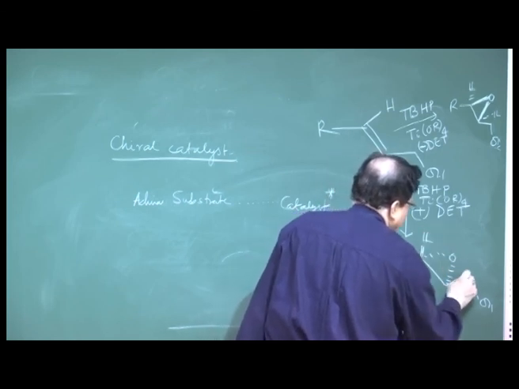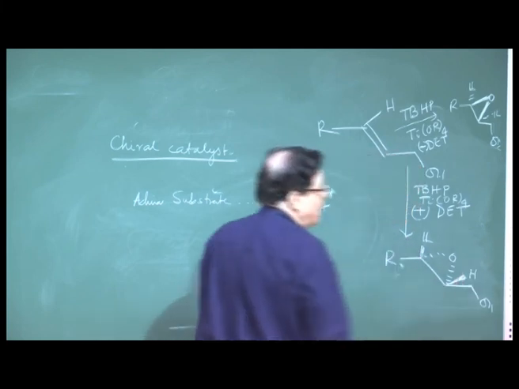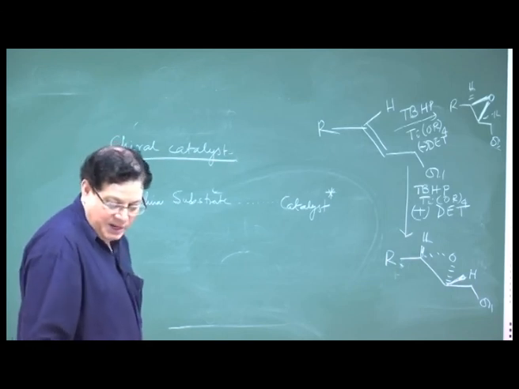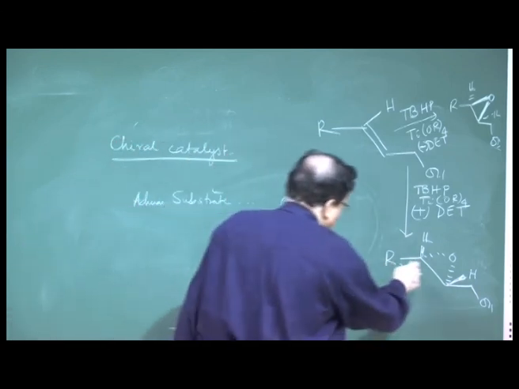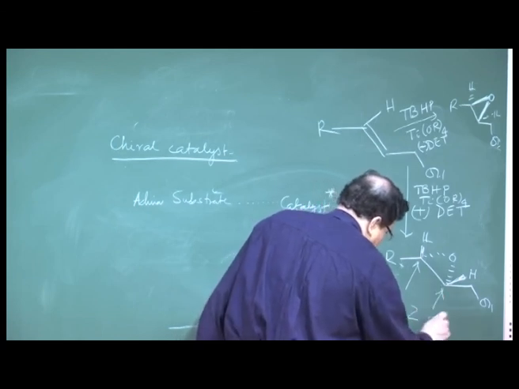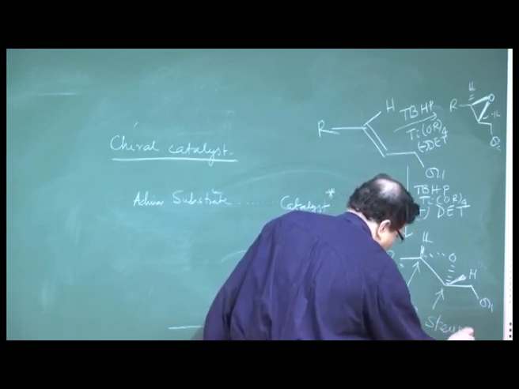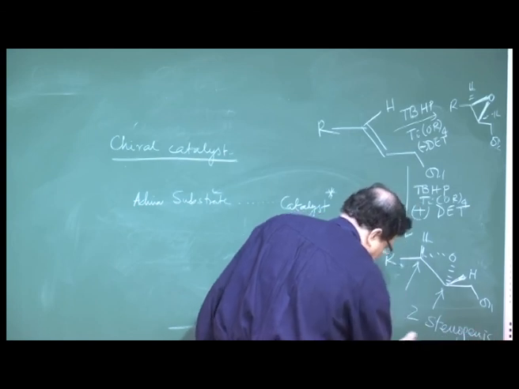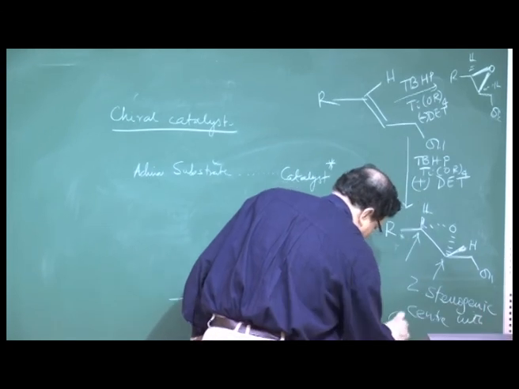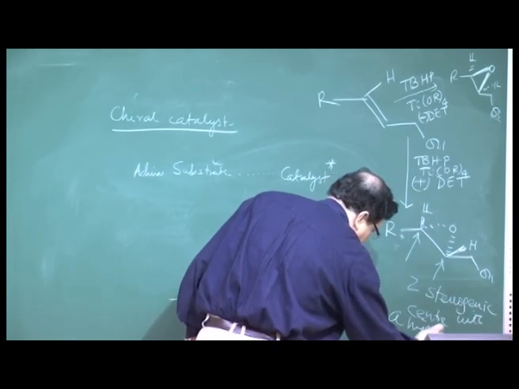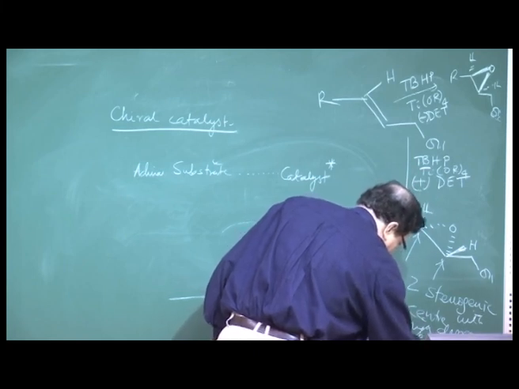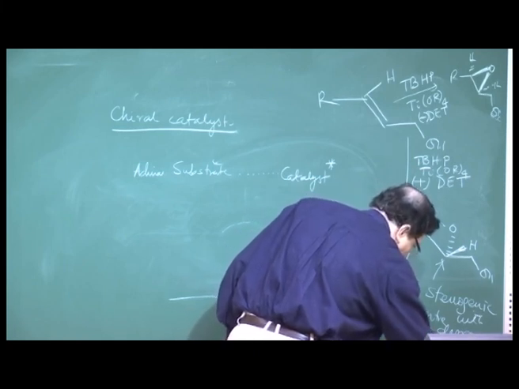This is beautiful in the sense that you get very high enantioselectivity, and the other thing, if you have noticed, is that it creates two stereogenic centers at the same time, two stereogenic centers with a high degree of asymmetry.